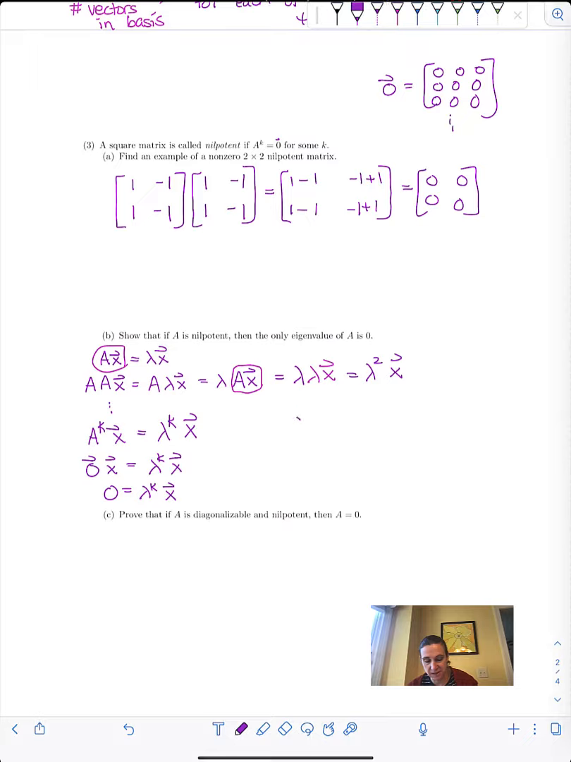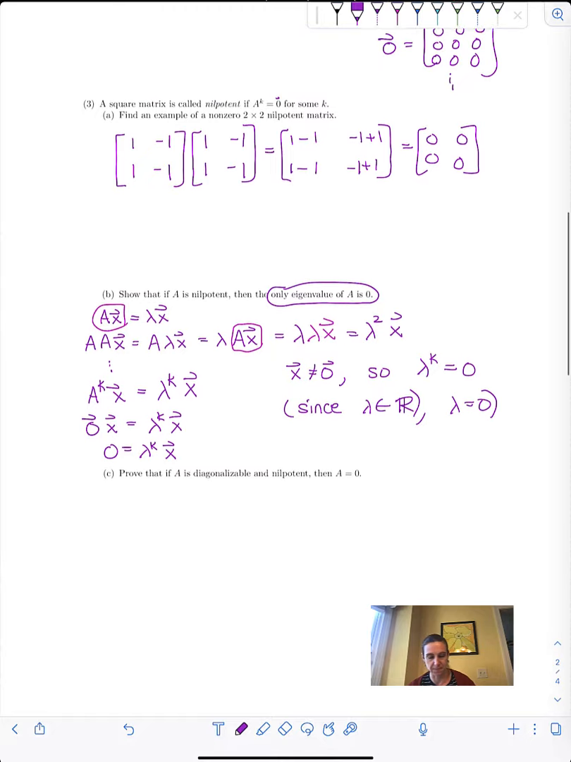But x is an eigenvector, and so x cannot be 0. So lambda to the k must be 0. And now lambda, unlike the matrices, lambda is a real number. So since lambda is real, then it has to be 0. We can't raise a real number to the k and get 0, even though we can for matrices. And so the only eigenvalue is 0.